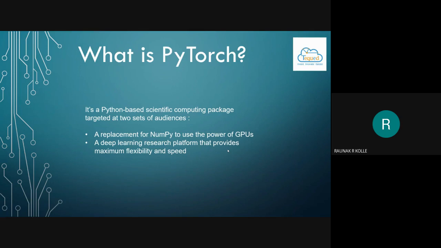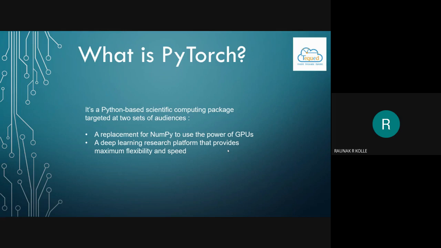PyTorch. PyTorch is an open source machine learning library based on the Torch library, used for applications such as computer vision and natural language processing. Primarily, it was developed by Facebook's AI Research Lab. It is free and open source software released under the modified BSD license.